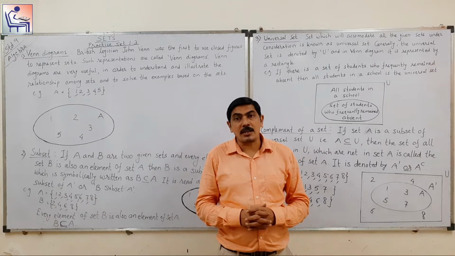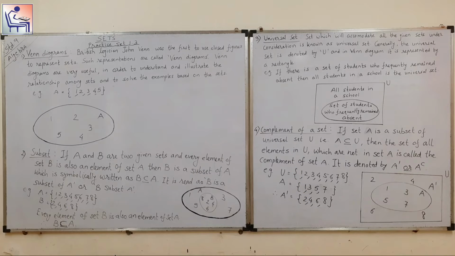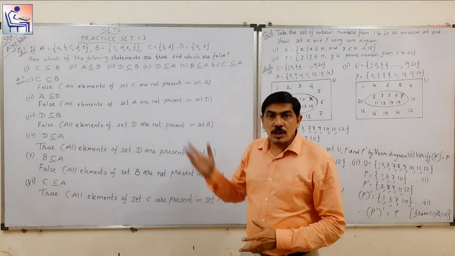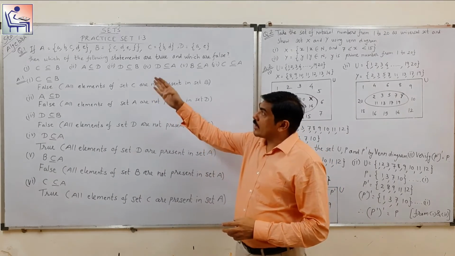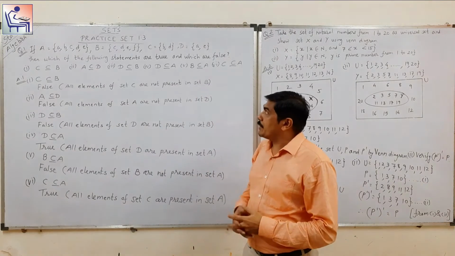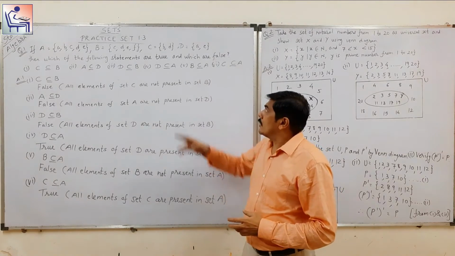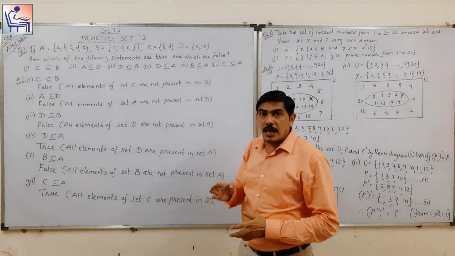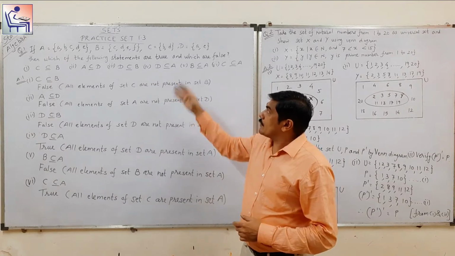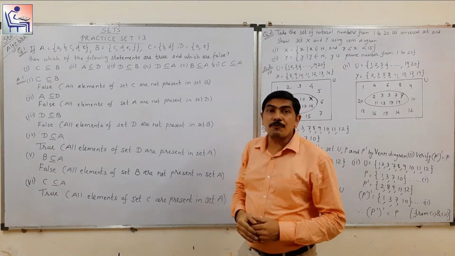Now let's start with the practice set 1.3. We are starting with practice set 1.3. Question number 1. The elements of set A are A, B, C, D, E. The elements of set B are C, D, E, F. The elements of set C are B and D, and the elements of set D are A and E. Then which of the following statements are true and which are false?